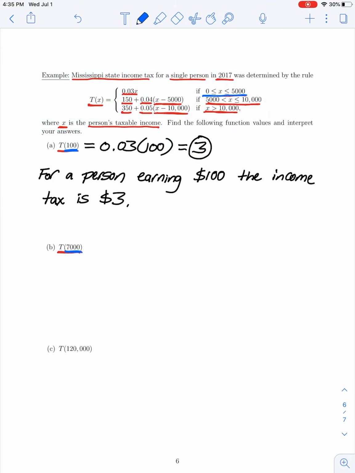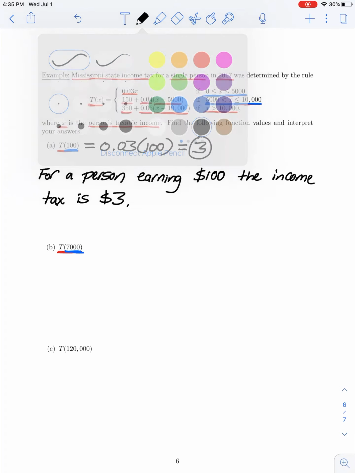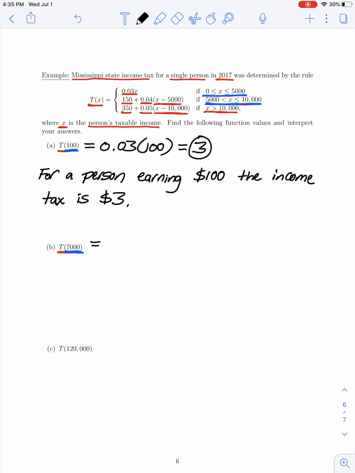Now here, where our x value is 7,000, we're moving to the second definition of our function, where x lies between 5,000 and 10,000. So using that second definition, we have 150 plus 0.04 times x, which is 7,000 in this case, minus 5,000.